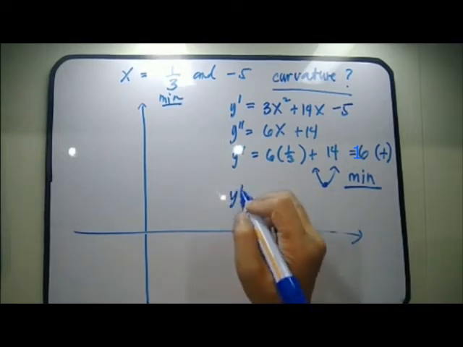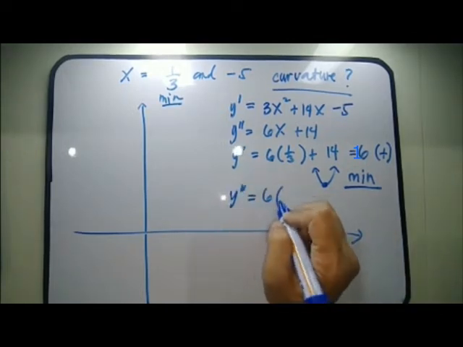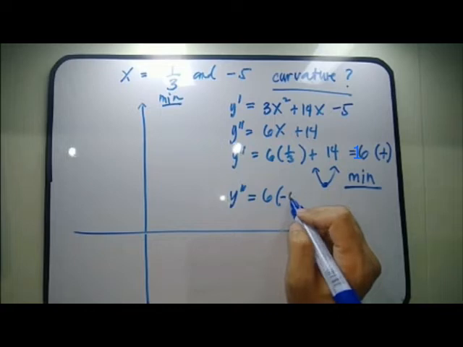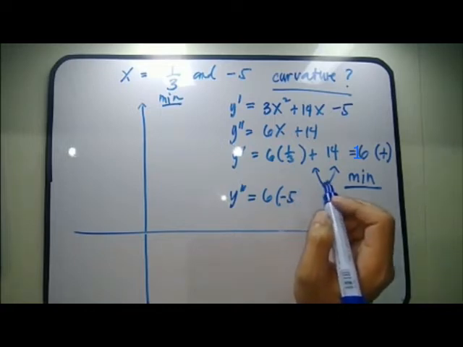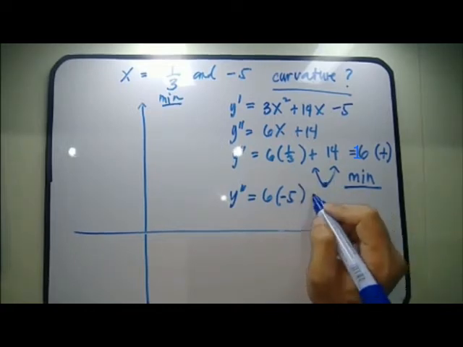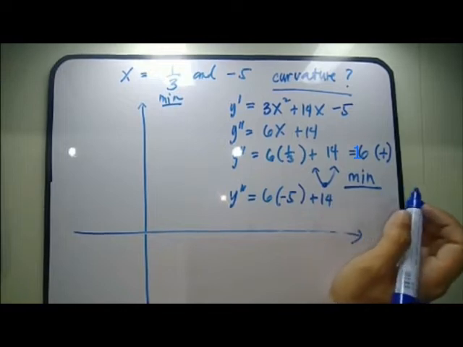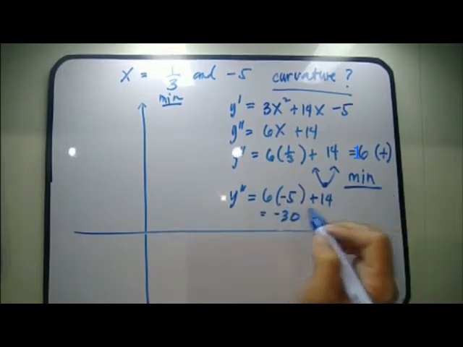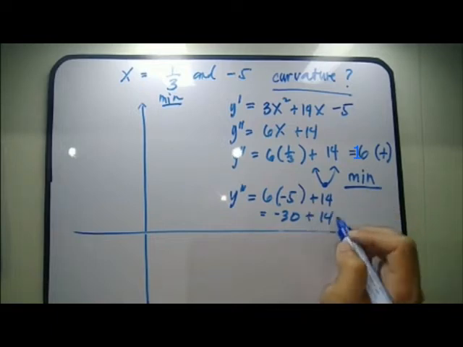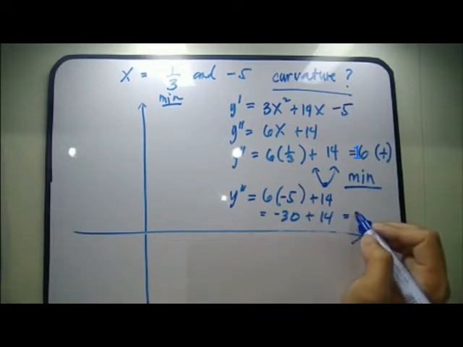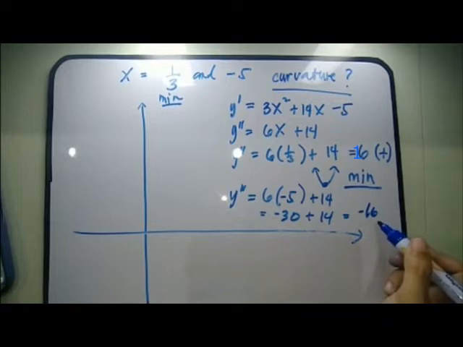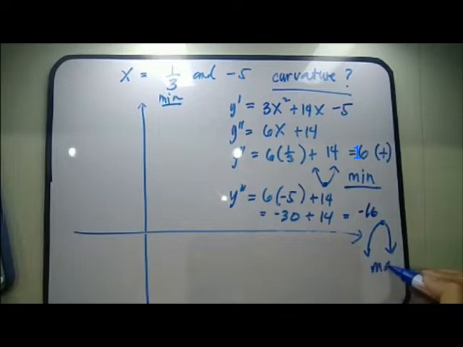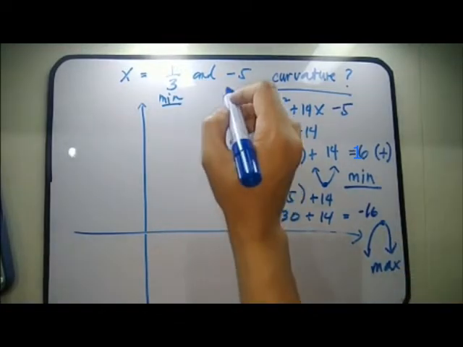So let's verify. So y double prime is 6 times, we input negative 5. We have here plus 14. So that will be negative 30 plus 14. So that will be negative 16. So therefore it is negative. It means that it's concave downward. If it's concave downward, it means that it is a maximum. Therefore negative 5 is a maximum.